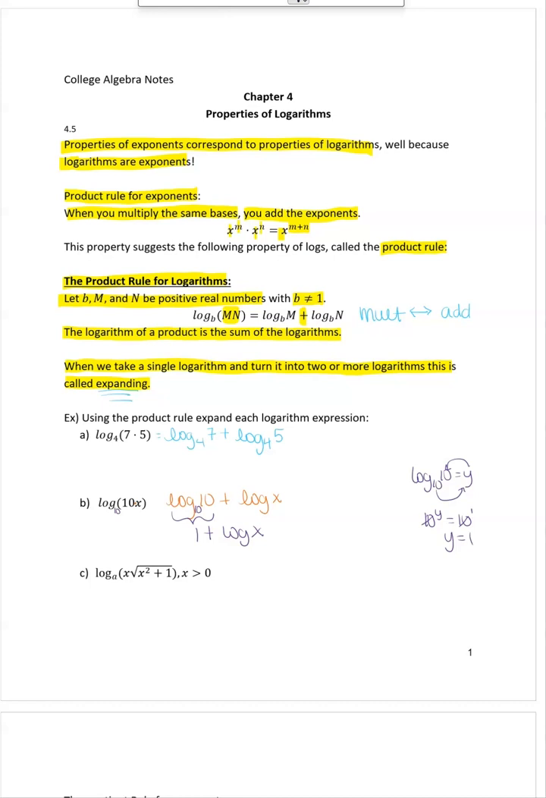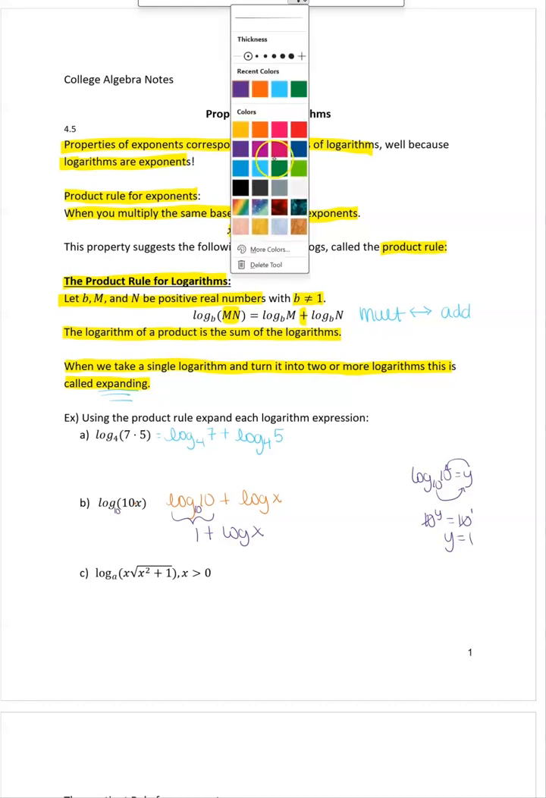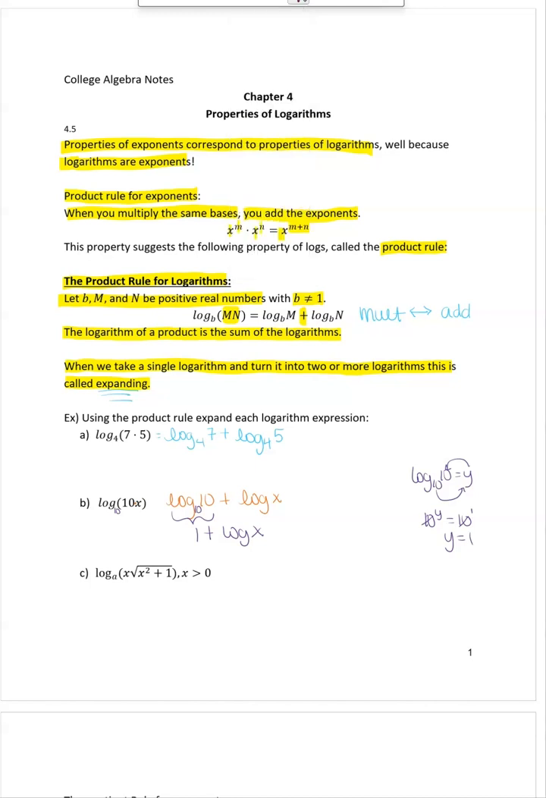Let's look at this one. This one's a little more complicated. It was a problem I found in this book, so it's likely to have maybe some homework problems like this one, so I wanted to give it to you too. There's a multiplication sign right there between the two, so we would definitely break that apart. So we would have log base a of x plus, go back over here, log base a of the square root of x squared plus 1.